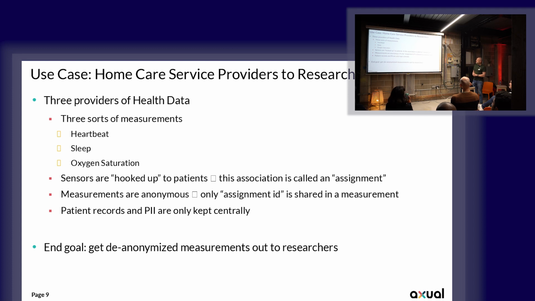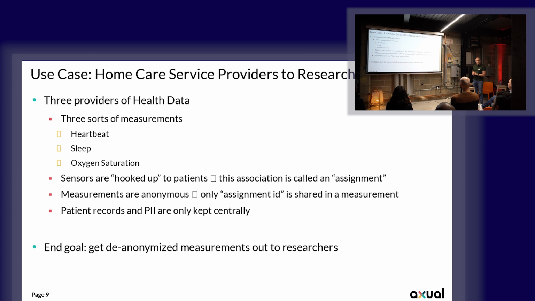A couple of things. Sensors are hooked up to patients, something that we called an assignment. So if I have a heart rate sensor and I hook it up to you, and then, well, you die, or you don't need it anymore for some reason, I hook it up to some other person, it has to have a different assignment ID, because I would never want to mess up your heart rate with somebody else's heart rate. So that's what we call an assignment in this particular use case.